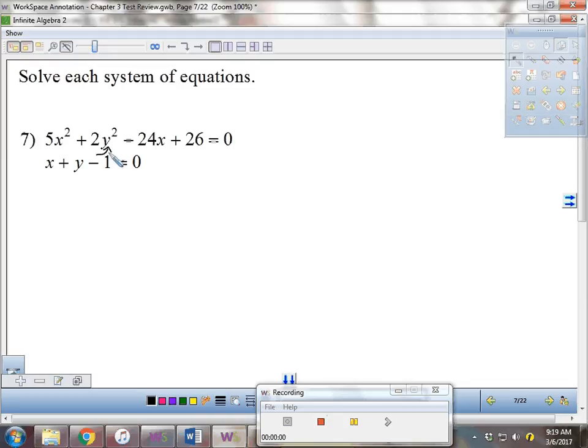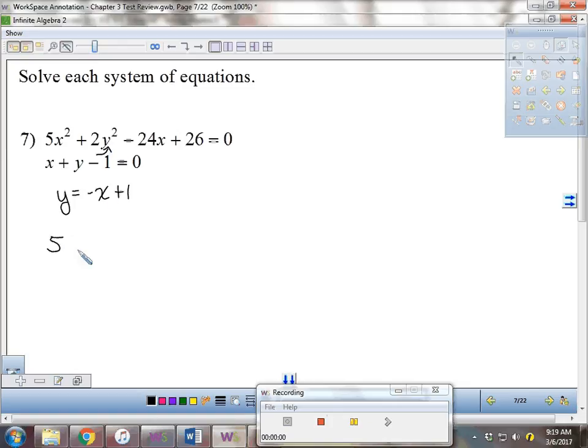Sometimes it's a little bit easier. So for instance, on number 7, you would end up having to square root this y if we were to do it the way we have been doing it. And with this way, you won't have a square root, so it'll be a little bit easier. So we'll solve for y by subtracting the x and adding the 1. So I get negative x plus 1. And we're going to plug it in for that y right there.